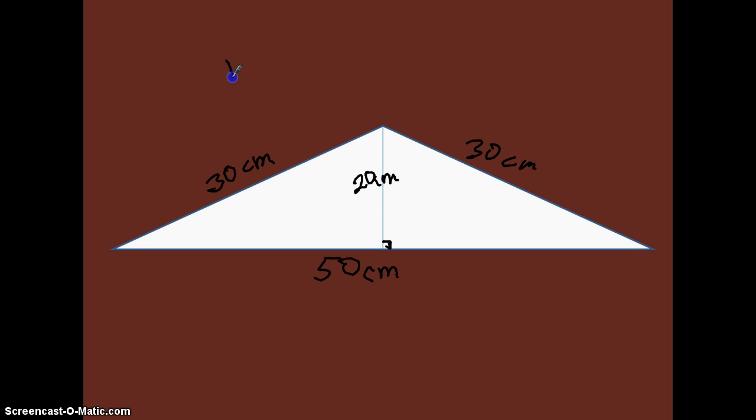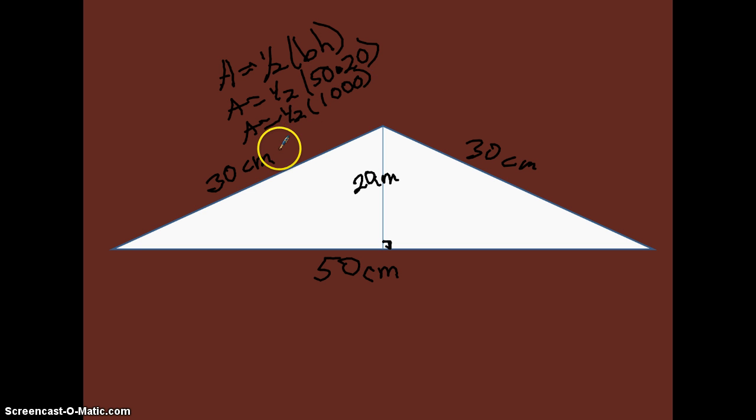Now, our formula is area equals 1/2 times base times height. Area equals 1/2, and our base would be 50 centimeters because it's the line that is perpendicular to our height line. So 50. And our height is 20 centimeters, so it's 50 times 20. Area equals 1/2, and 50 times 20, of course, is 1,000. And half of 1,000, if we times 1,000 by half, is going to give us 500 centimeters squared.